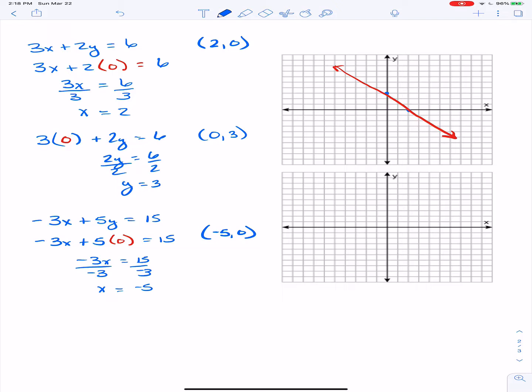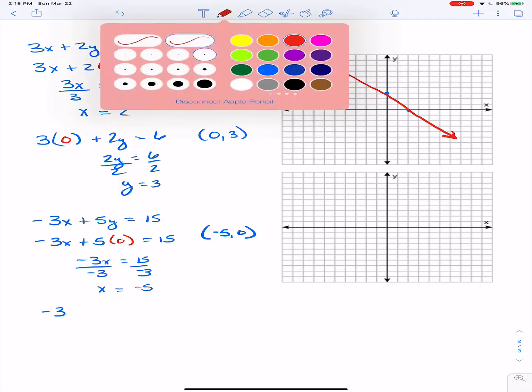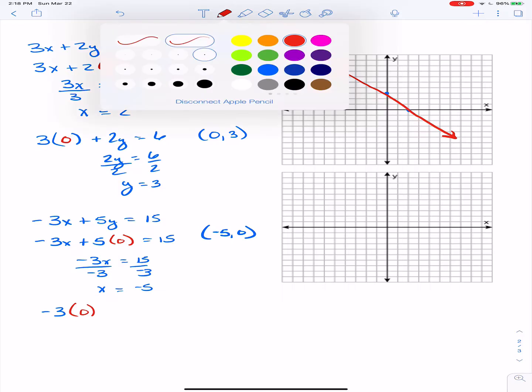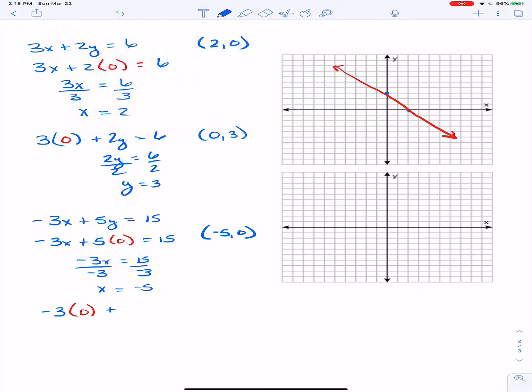And now we're going to find the y-intercept. So this time I'm going to make my x equal to 0. And then I'm going to solve for y. So I get 5y equals 15. Divide both sides by 5. And so y equals 3. Here we have our y-intercept is 0, 3.